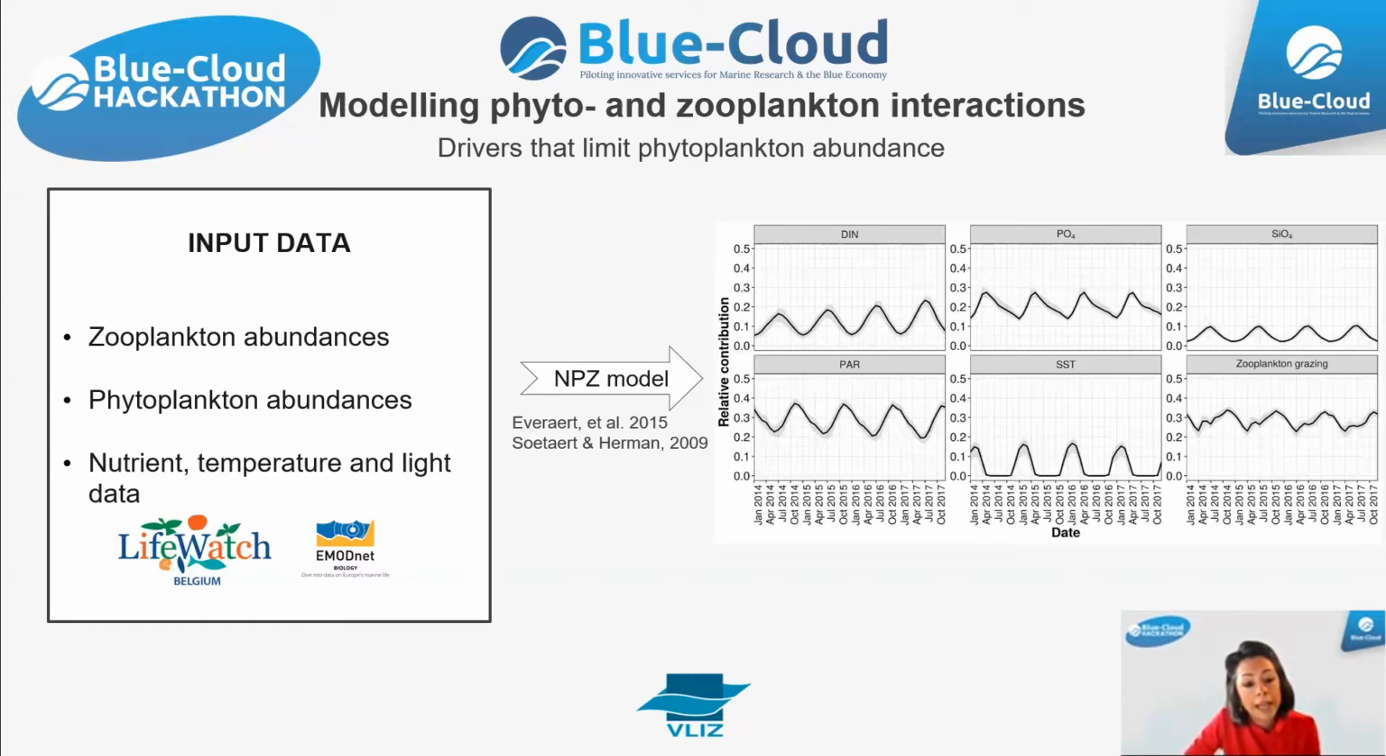So the model developed here is called the nutrient phytoplankton zooplankton model, which is based on the model already developed by Soetaert in 2009. And on the right, we can observe one of the main outputs of this model, where we see the relative contributions that drive phytoplankton abundance. This data is being used for the Belgian part of the North Sea.